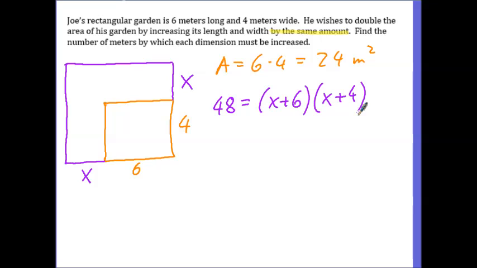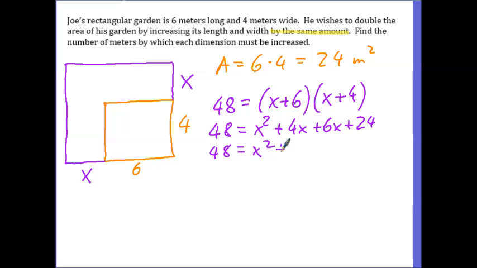There you go. Now let's go ahead and multiply that out. We get 48 is equal to x squared plus 4x plus 6x plus 24. Or in other words, combining our like terms, x squared plus 10x plus 24. Now we can subtract 48 from both sides to set one side equal to 0. We got x squared plus 10x minus 24.